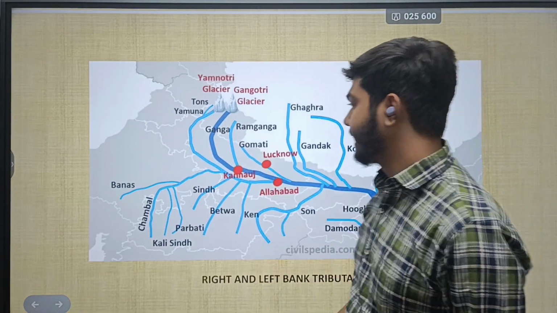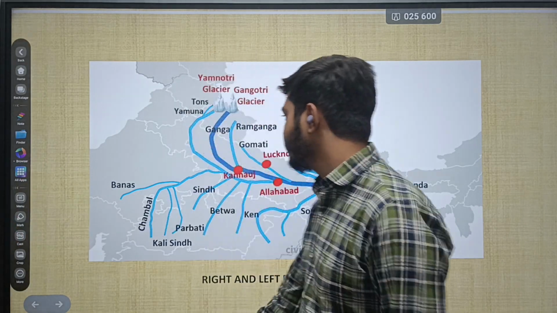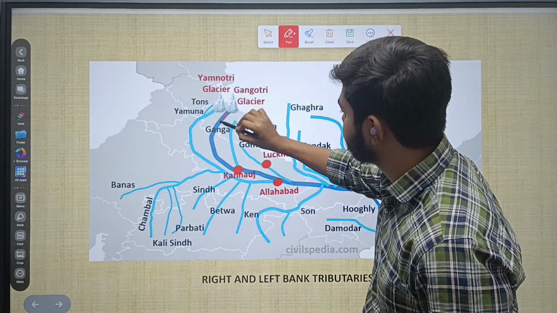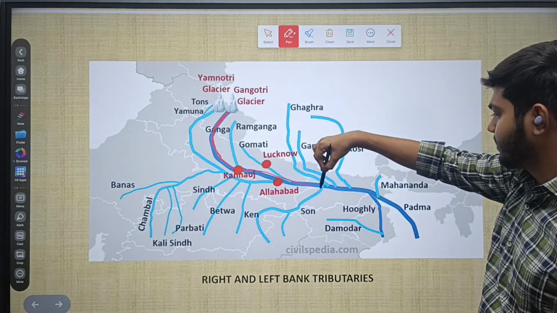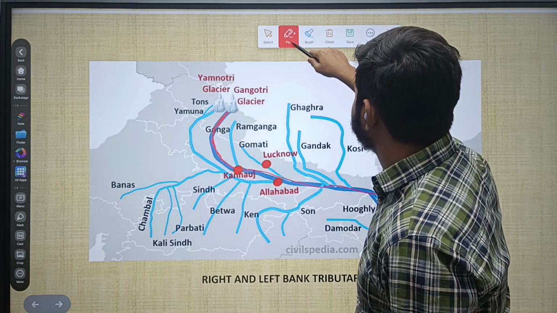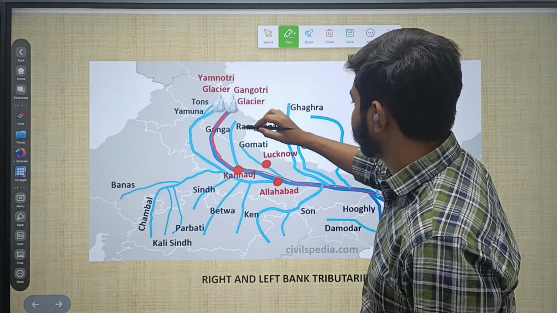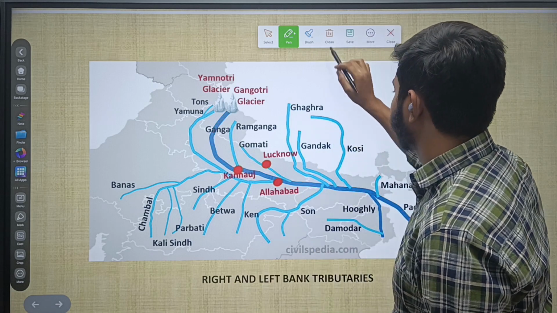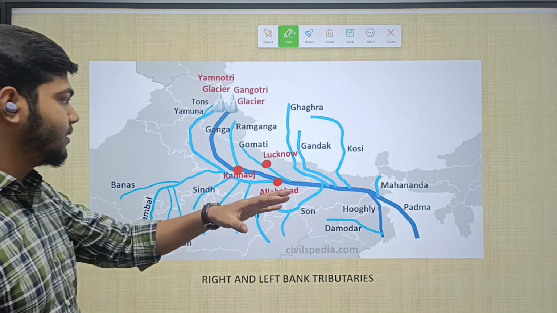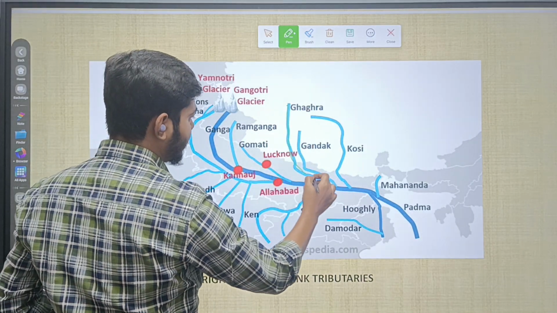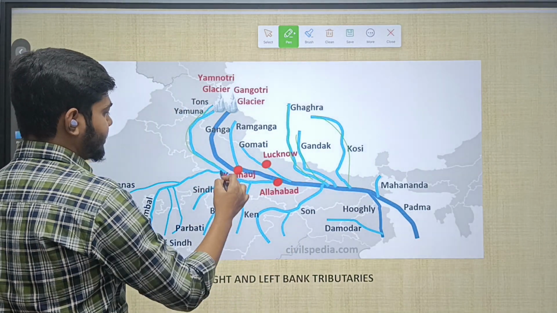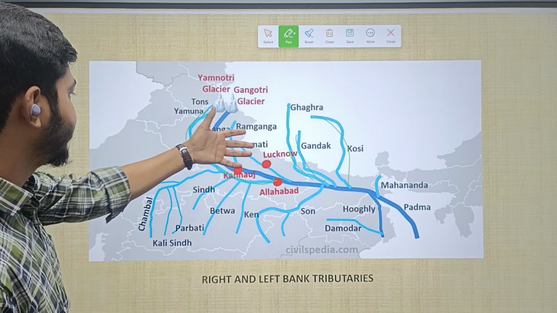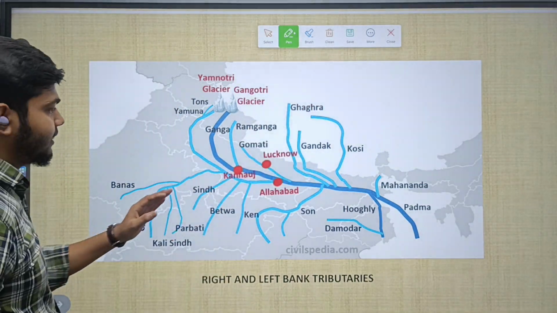Okay, this is the diagram. Let me explain. This is the Ganga river, this one. This is the main stream of the Ganga river, and these are the tributaries joined to Ganga. Those tributaries which are originating from the Himalayas, which I have told you, are the Ghagra, Gandak, Kosi, and Yamuna. These are the tributaries which originated from the Himalayas, and there are other tributaries also.